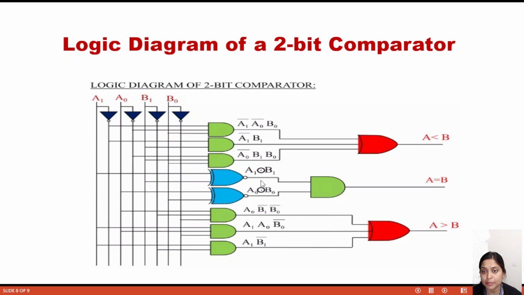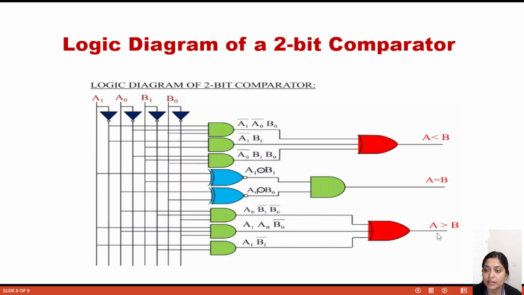And then the next part is A equals to B. A equals to B's result is A1 XNOR B1. We take A1 and B1 and pass these two inputs through an XNOR, and we get the output A1 XNOR B1. Similarly, A0 and B0 are passed through another XNOR, and it produces A0 XNOR B0. Then these two XNOR outputs are the input of the AND gate, so the final output will be A equals to B, that means A1 XNOR B1 into A0 XNOR B0.